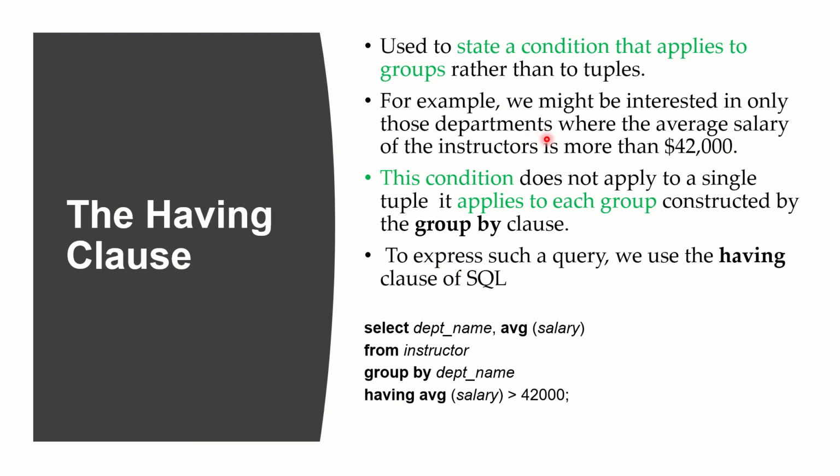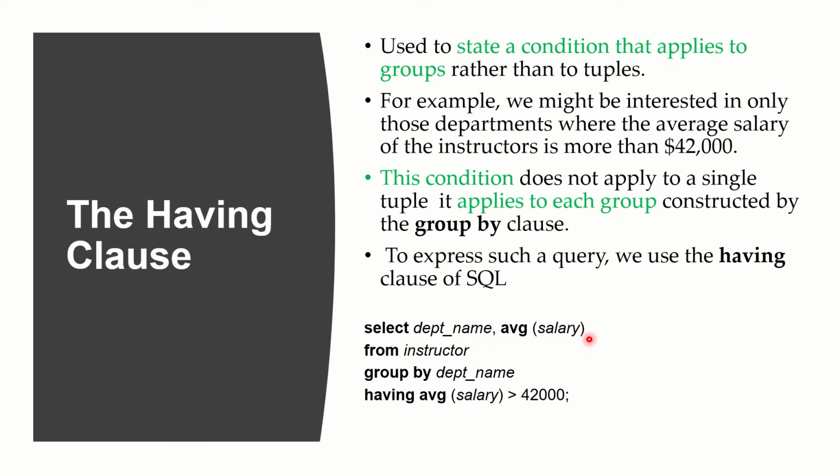Suppose we want to find out the departments where the average salary of the instructors is greater than $42,000. We know that the instructor table has different departments, and here we are interested only in the departments that have an average salary greater than 42,000. So what are the tasks we have to do here? The first thing is that we have to group the table department wise. Then we calculate the average salary department wise, and only after that we check whether each department has an average salary greater than 42,000. If the average salary is greater than 42,000, then only that particular department name will be output in the final result. So this will be the style of writing the command.